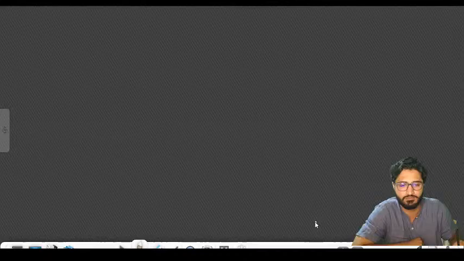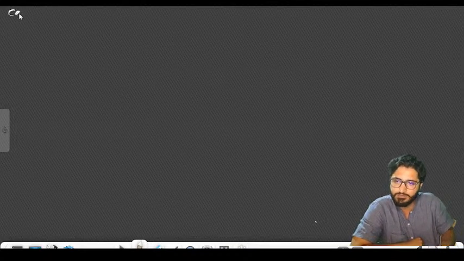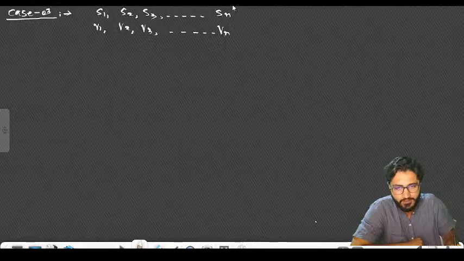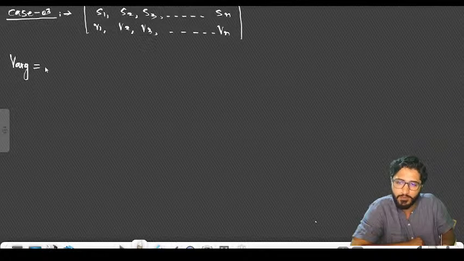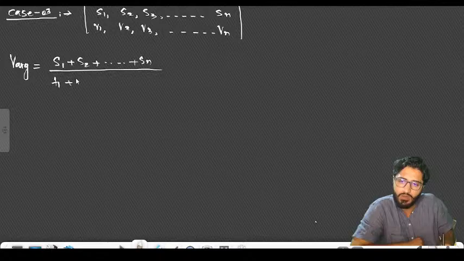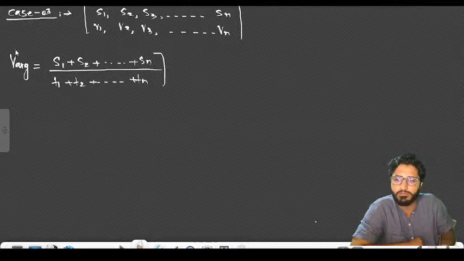We are having case number 03. If S1, S2, S3 up to Sn are given, and V1, V2, V3 up to Vn are given. If in my numerical distance and speed are given, how to find V average? One formula that we are having is S1 plus S2 plus so on up to Sn, whole divided by T1 plus T2 up to so on up to Tn. This is a general formula that you need to remember.